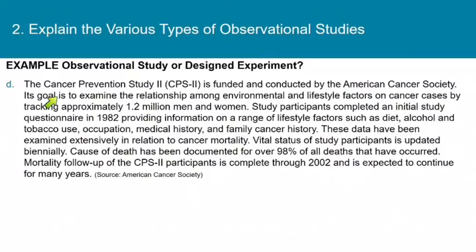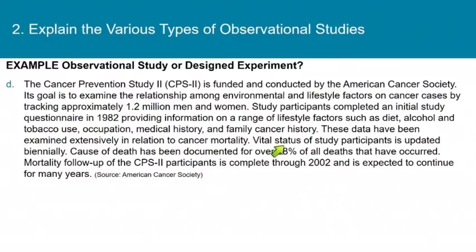Here's another one. The Cancer Prevention Study 2 is funded and conducted by the American Cancer Society. Its goal is to examine the relationship among environmental and lifestyle factors on cancer cases by tracking approximately 1.2 million men and women. Study participants completed an initial study questionnaire in 1982, providing information on a range of lifestyle factors such as diet, alcohol, tobacco use, occupation, medical history, family cancer history. These data have been examined extensively in relation to cancer mortality.